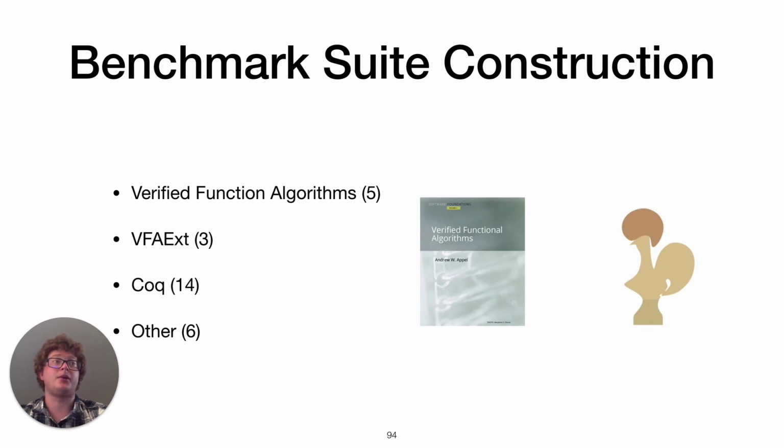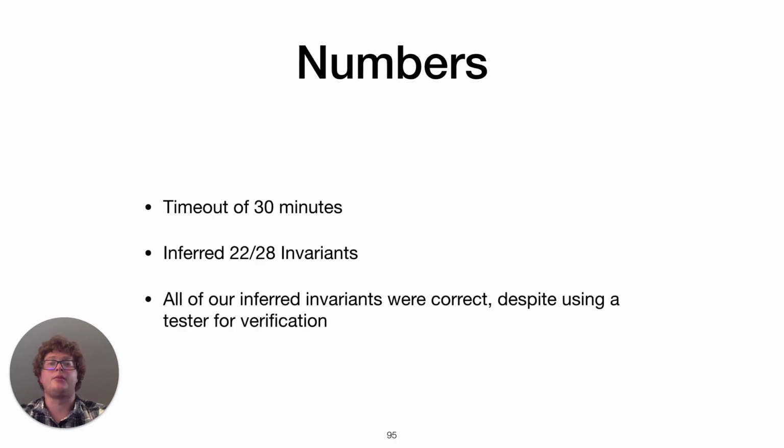Our evaluation consists of a benchmark suite of 28 benchmarks, 5 from Appel's verified functional algorithms, 3 which take some VFA problems and add in additional laws and operations to the module. We took 14 benchmarks from Code and 6 from other benchmarks we thought would be useful. We ran our tests with a timeout of 30 minutes and inferred 22 out of 28 invariants. All of our invariants were correct, despite using a tester for verification.